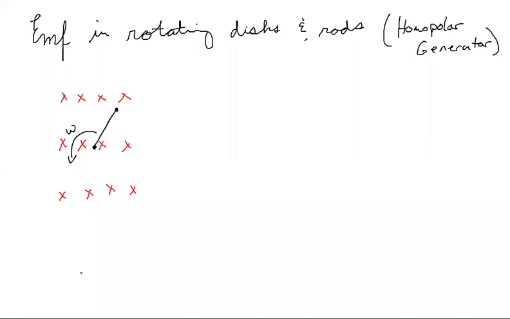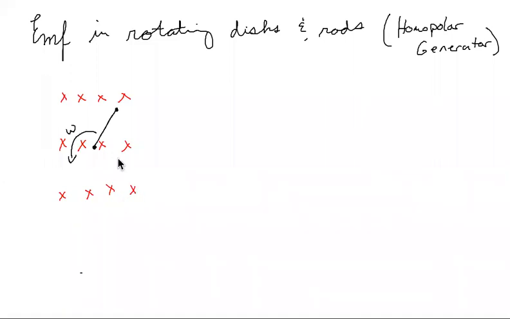Hello, Physics 2 people. In this video, I want to describe the EMF induced or generated by rotating disks and rods in the presence of a magnetic field. This will give us ultimately an example of a homopolar generator, otherwise known as Faraday's disks, which is a real device that can be built.